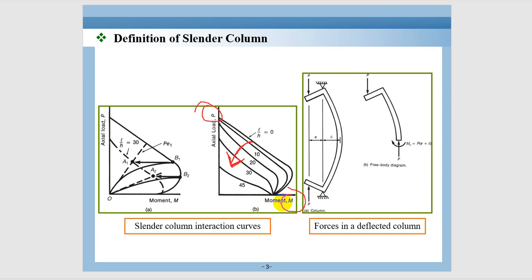So this is very important. We have slender column interaction diagrams. This is slightly different from the moment diagrams of short columns. The slender column interaction diagrams must consider the length of the columns and the associated secondary deflections and secondary moments.